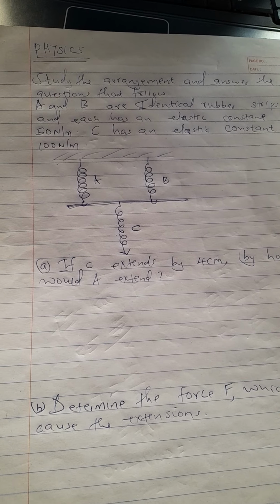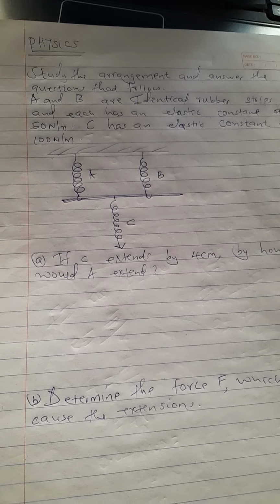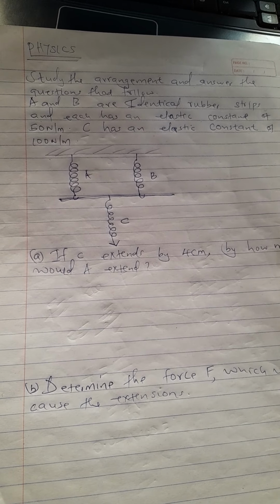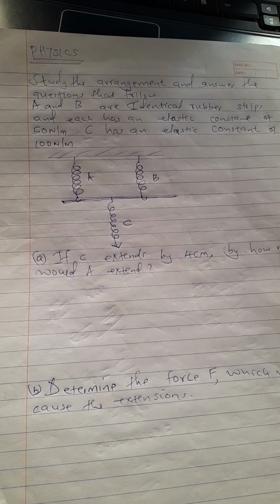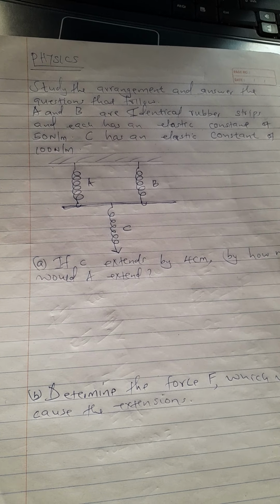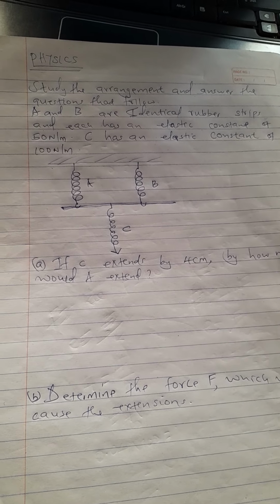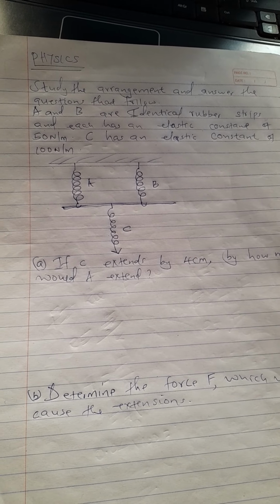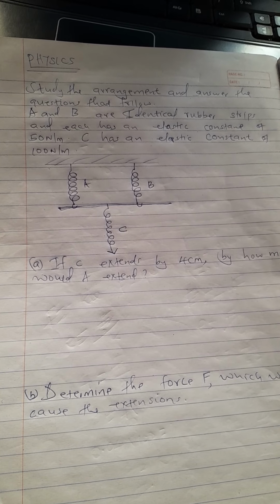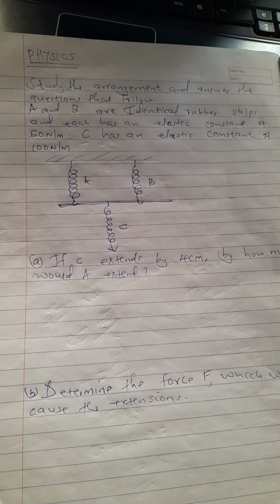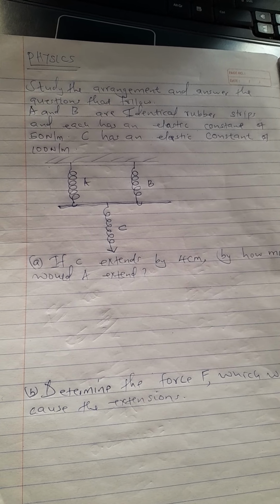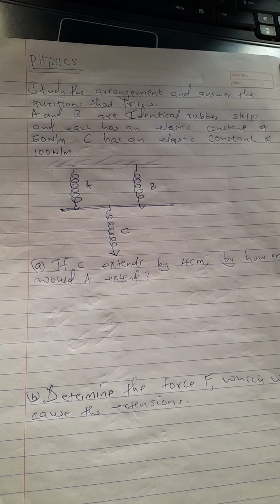Our learning today will be an application question from Huxlo. The question reads: study the arrangements and answer the question to follow. A and B are identical rubber strips and each has an elastic constant of 50 Newton per meter. C has an elastic constant of 100 Newton per meter.